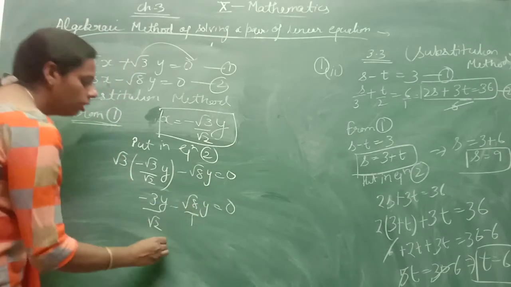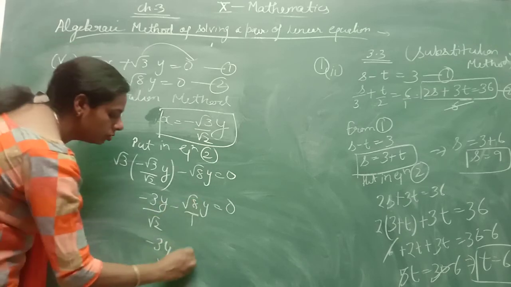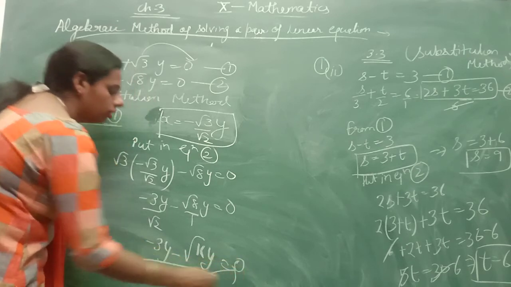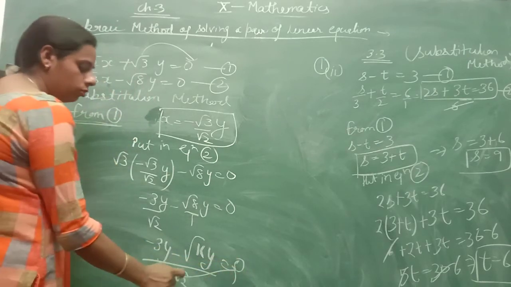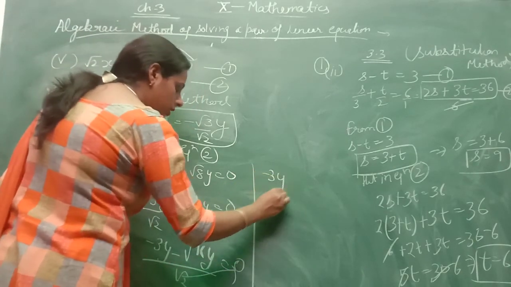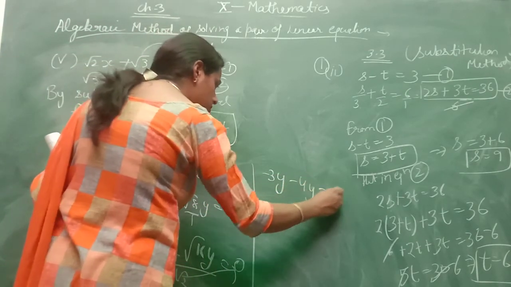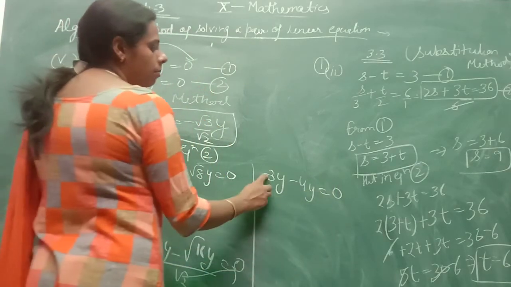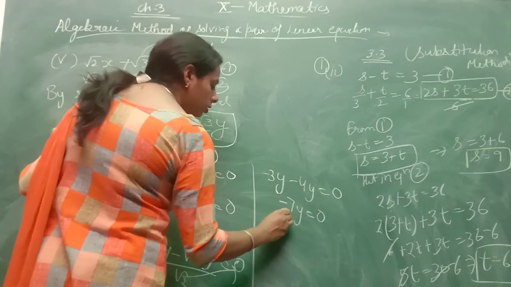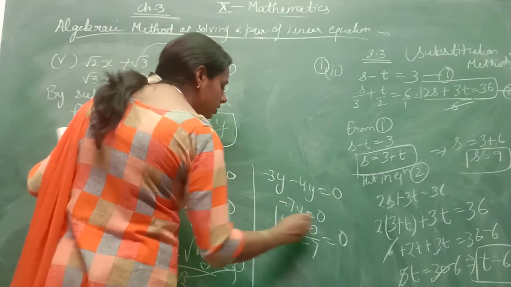On taking LCM you have minus 3y minus root 8 into root 2, that is root 16y, and whole LCM is root 2. On going to the right hand side by cross multiplication, root 2 into 0 is equal to 0. So you have minus 3y, root of 16 is 4, minus 4y is equal to 0. 0 into root 2, that is 0. Minus 3y minus 4y, that is minus 7y is equal to 0. Dividing by minus 7, you will have the value of y is 0.